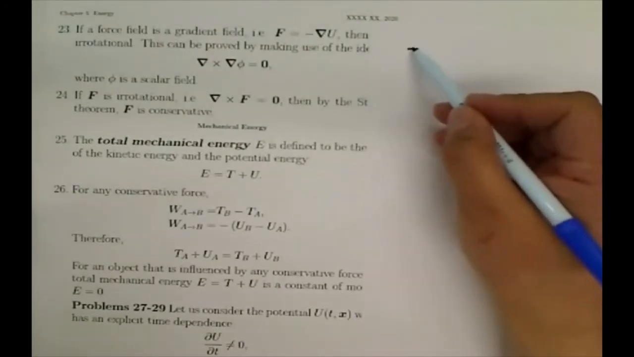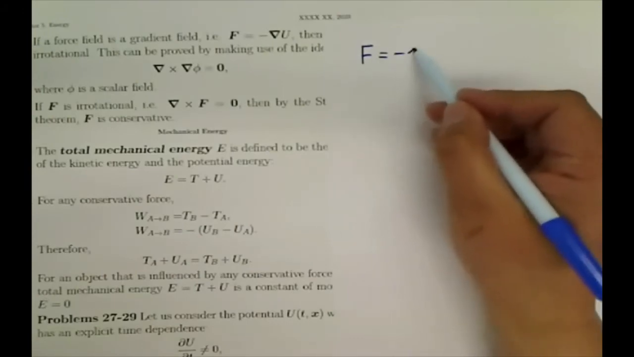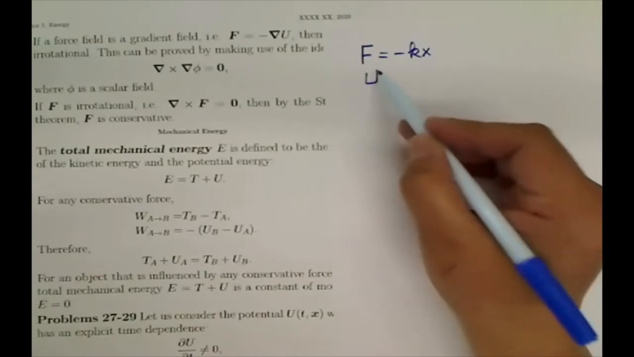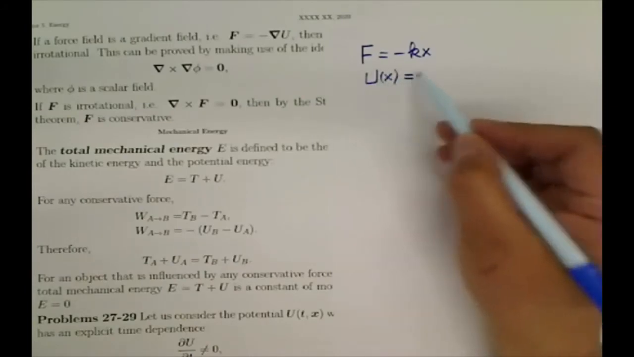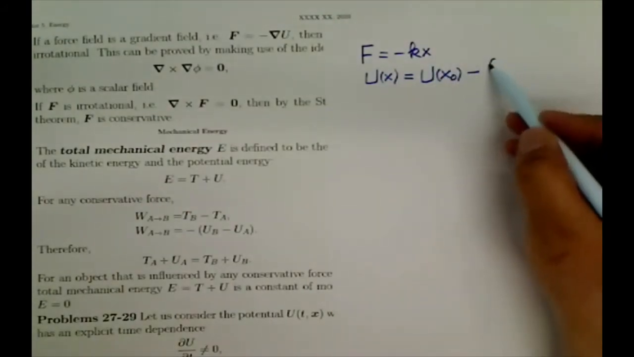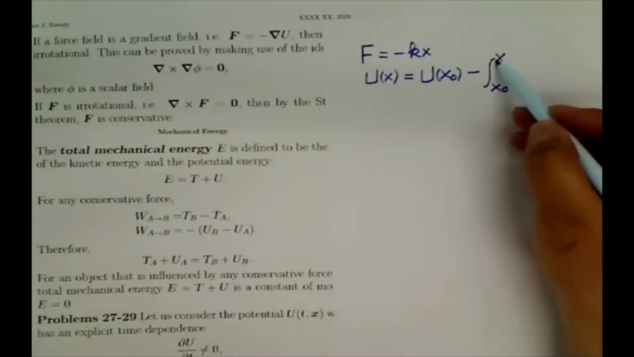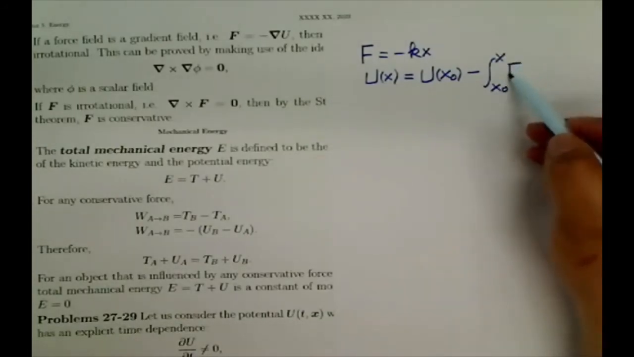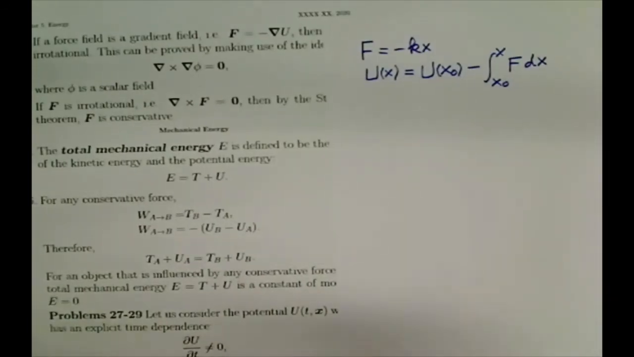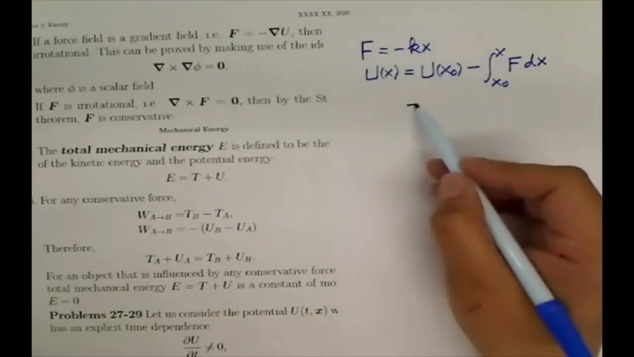Consider the spring force, F equals minus kx. The potential energy function U of x is defined by choosing a reference point, and from the reference point to a certain point, the integral of F dot dx. This is one dimension, so just F dx. We substitute this one.